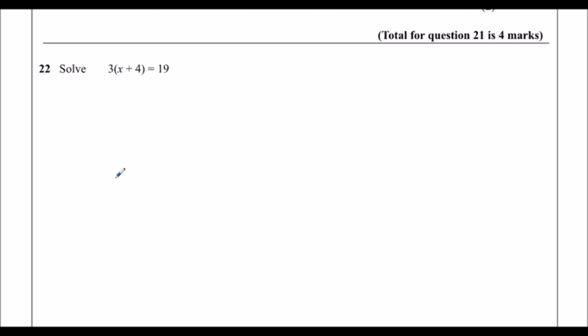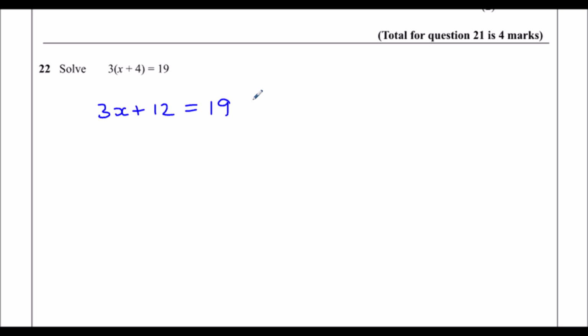Question 22, solve. So I need to find out what x is. That's what solve means, find out the missing number. So I'm going to expand the bracket first. I'm going to multiply both things in the bracket by the 3, which is on the outside of the bracket. 3 times x is 3x. 3 times 4 is 12. And that equals 19 still.